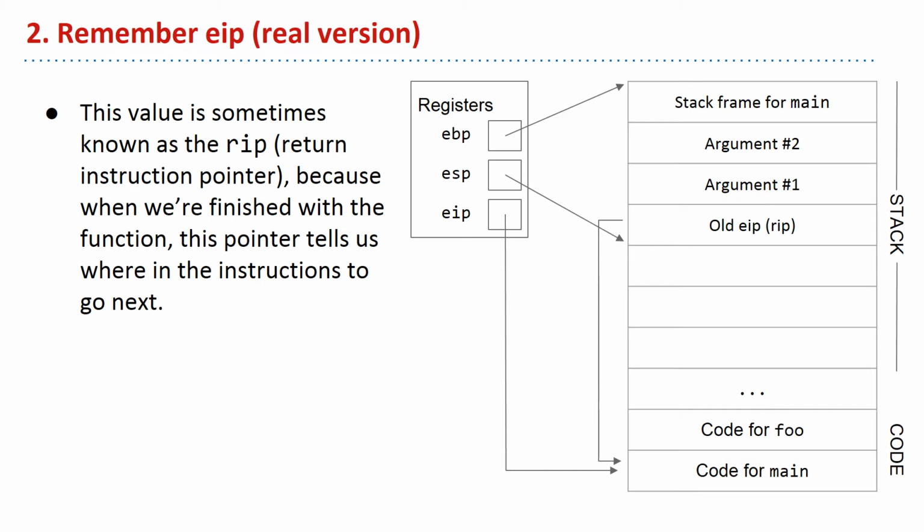Also, sometimes this value is called the RIP, which stands for return instruction pointer, because once we're in foo, this value is going to be the address that we're going to return to after foo is finished executing.